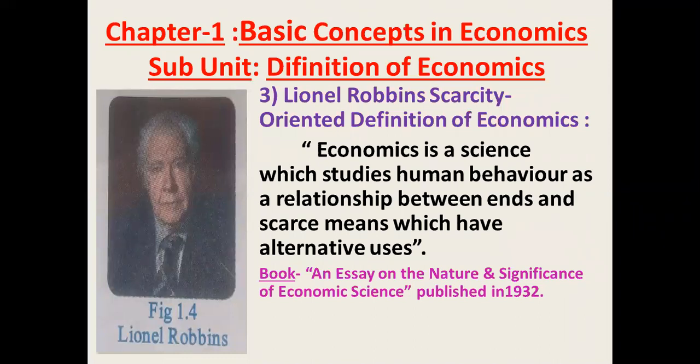Economics is a science which studies human behavior as a relationship between ends and scarce means which have alternative uses. Basically, economics is a science which studies human behavior. Throughout, we have discussed that economics is a social science. We study people's behavior, the normal consumer's behavior, as a relationship between ends and scarce means. Scarce means are rare articles which have alternative uses, meaning most of the time we choose among different goods and services, which provide different alternative choices.